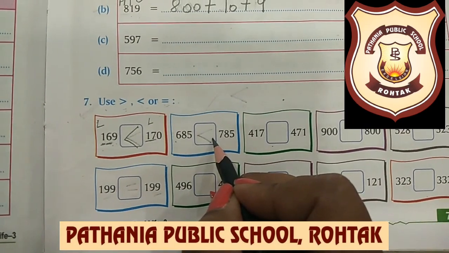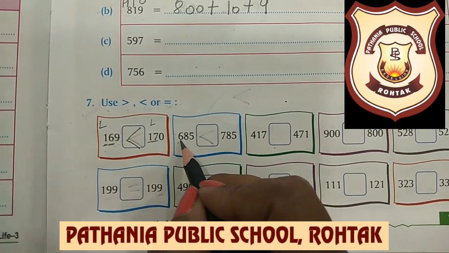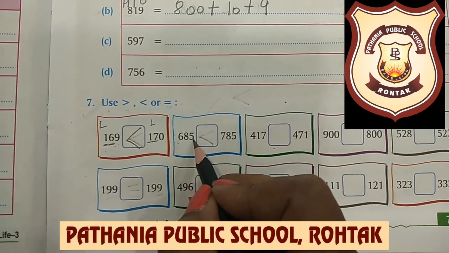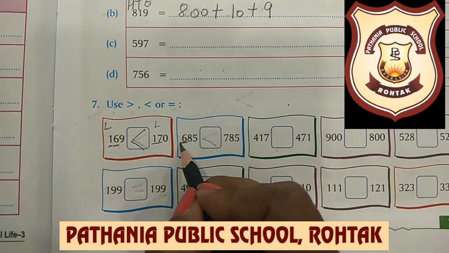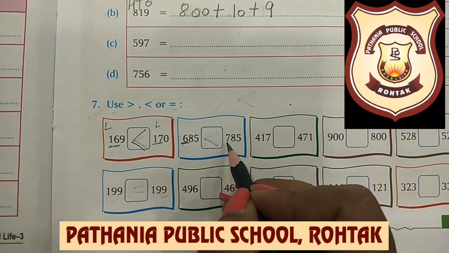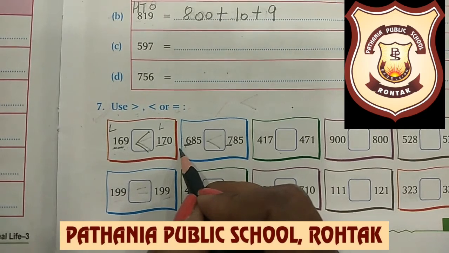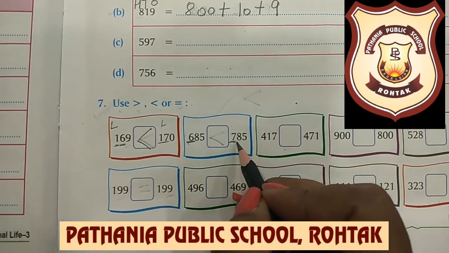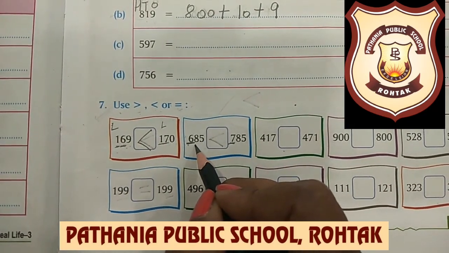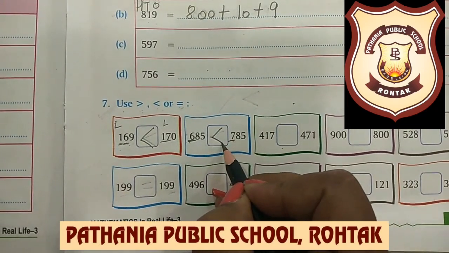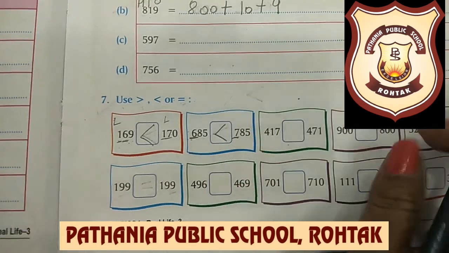Now moving towards the next, again we need to start comparing from the left-hand side. Now in 685 the first number is 6 and in 785 the first number is 7. So 7 is greater than 6. That means 785 is greater than 685. So we will put the greater than sign in front of 785.